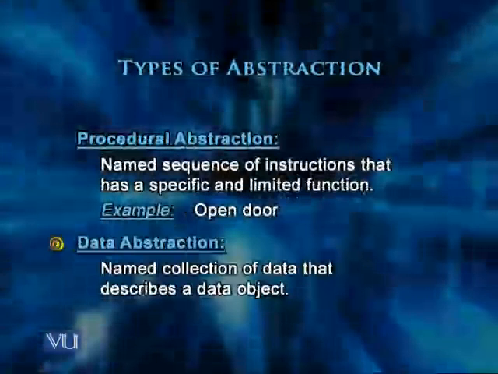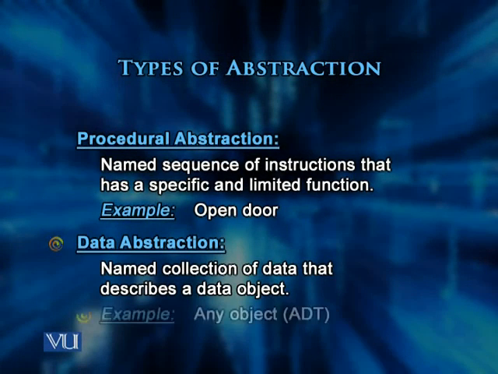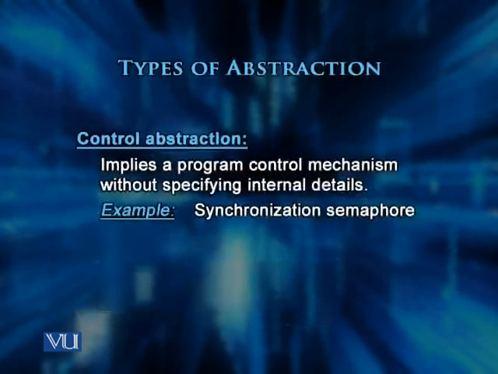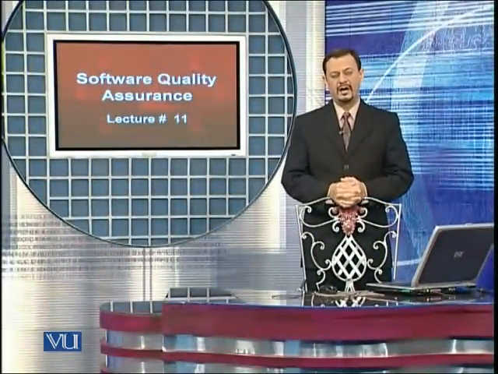The second kind of abstraction is data abstraction. It is a named collection of data that describes a data object, any abstract data type, any object. That would be considered data abstraction. Thirdly, we have control abstraction. It implies a program control mechanism without specifying internal detail. For example, I can say synchronization semaphore, and with that I'm just conveying the concept and suppressing all the details that are associated with a synchronization semaphore.